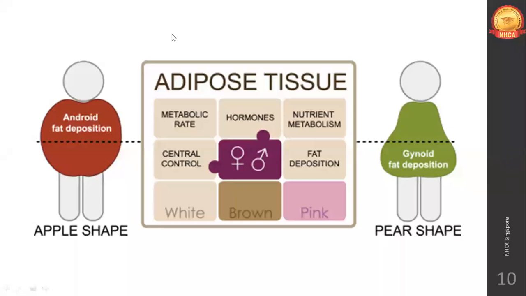Remember that. So when a child is born, people who are from the medical background, please answer. When a newborn is born, what adipose tissue is more in number? Is it white or is it brown? Which adipose tissue is naturally more in newborns? It's the brown adipose tissue.